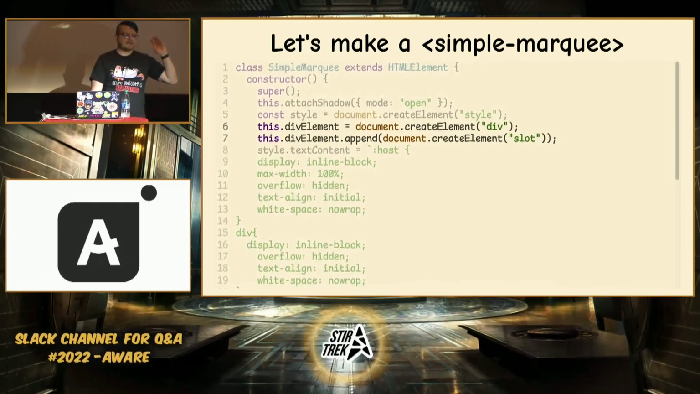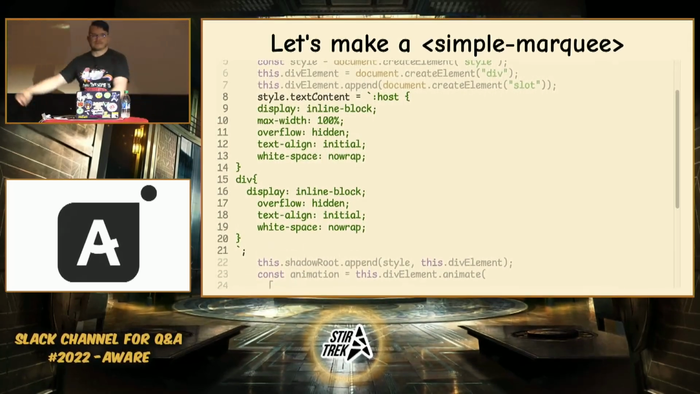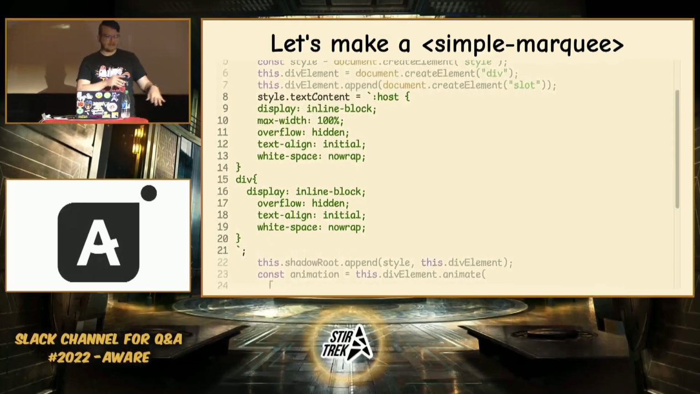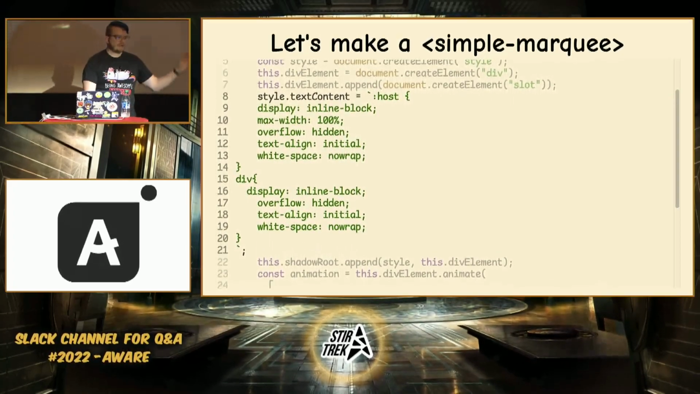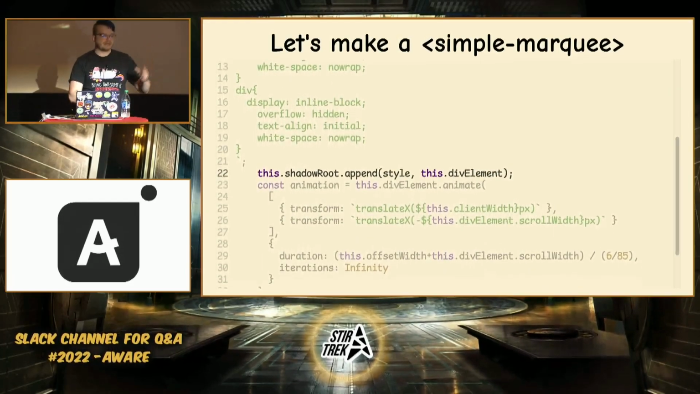All right. Next, we're going to have our style block. Once again, we're styling the host with inline block because it needs to be a block, it needs to be inline, it needs to be max width of 100%. We're going to have overflow hidden because we want things to start off the edge of it and not be seen, and end not being seen. We're going to have text align and white space no wrap. That's the magic one, right? That's the one that causes it to go really long. And then we're going to style our div very similarly. And then we're going to append all of this to our shadow root.